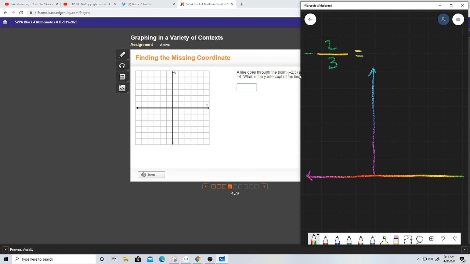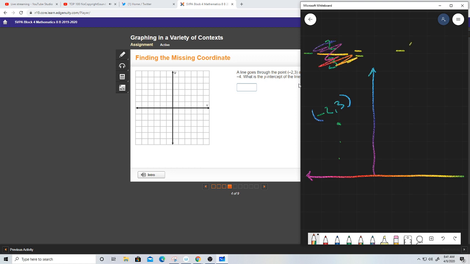I got -2, 3, so -2, 3 is 1, 2, because it was negative, and I'm gonna go up 1, 2, 3. Here's a point, right? -2, 3. All right, and then the slope is -4. So what does the slope of -4 say? Let's not worry about that right now.